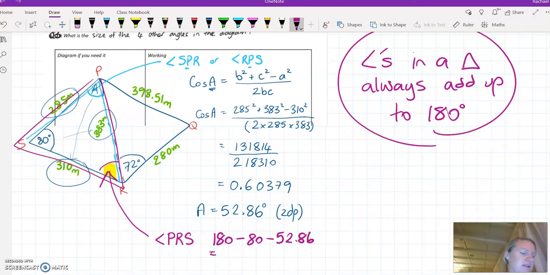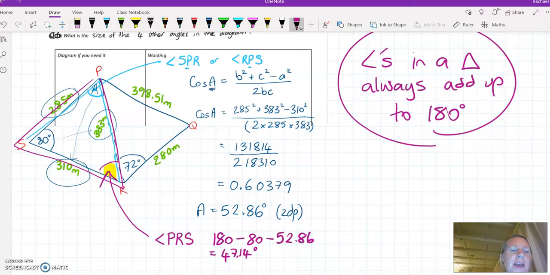Let me type things into my calculator properly, 52.86. And we get 47.14 degrees. So there we go. We've done 2 of the 4 already. That second one was quite easy. Our fourth one will also be easy like that too. So let's do those ones now.